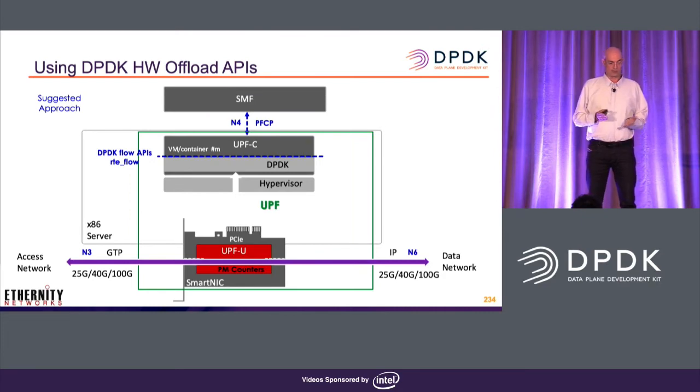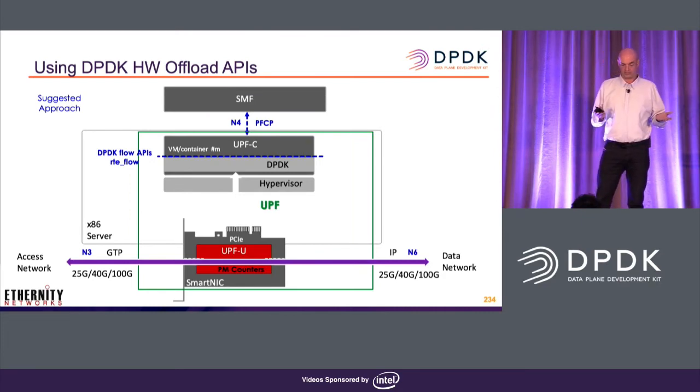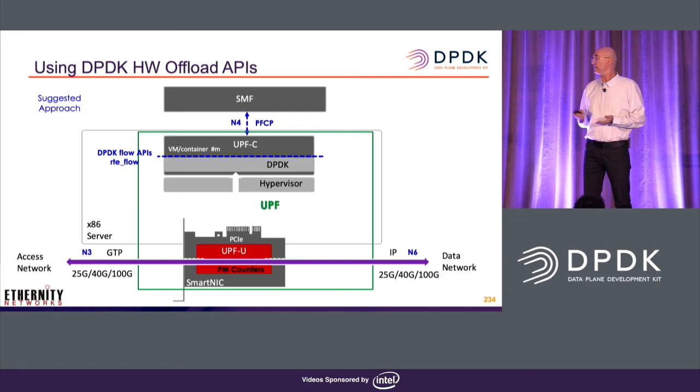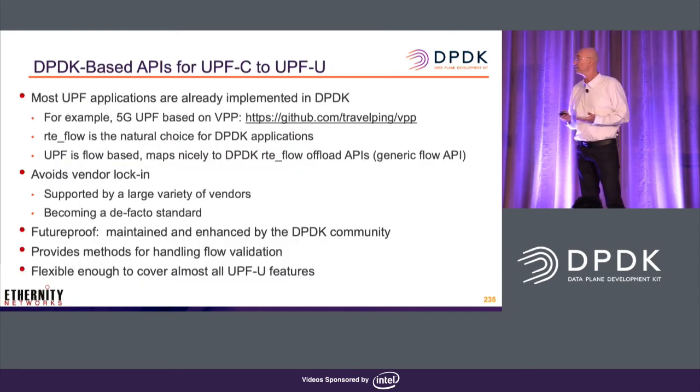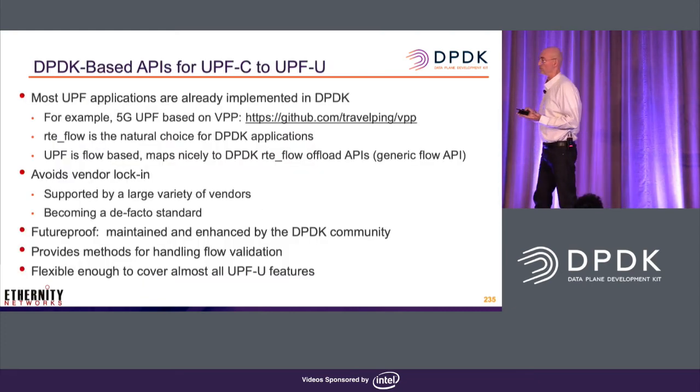So our suggested approach is to use RTE flows. This seems like a very logical interface. When a command from the SMF comes in, it would be processed by the UPF software, and the UPF software will decide if it can offload this or not. That seems to be a natural approach.